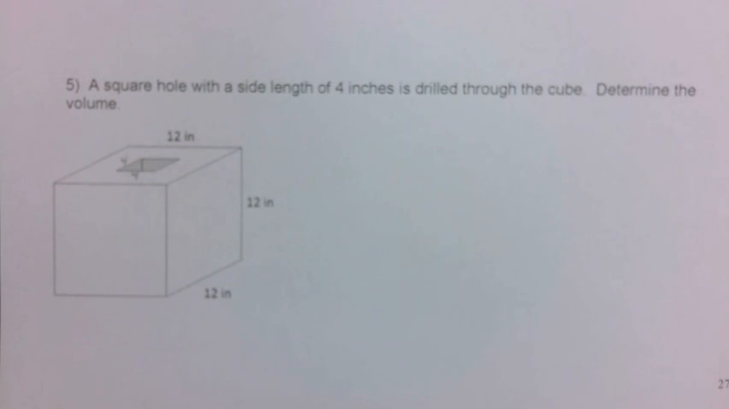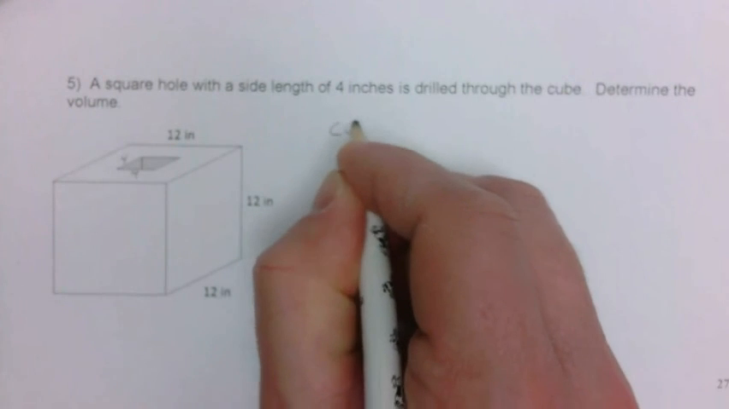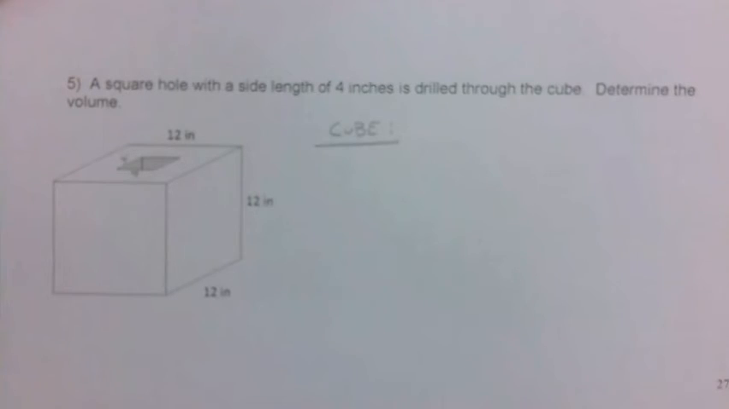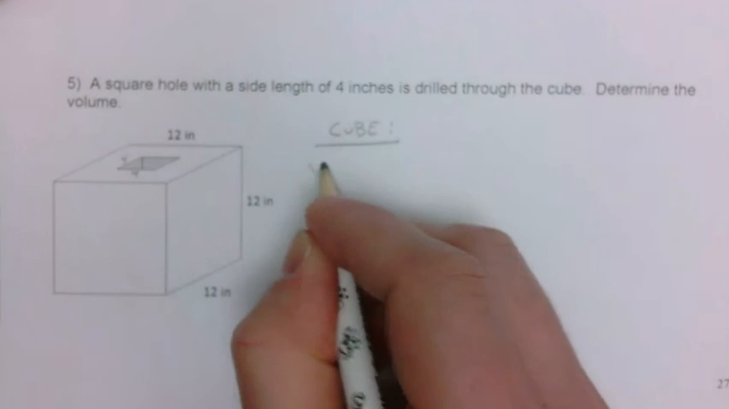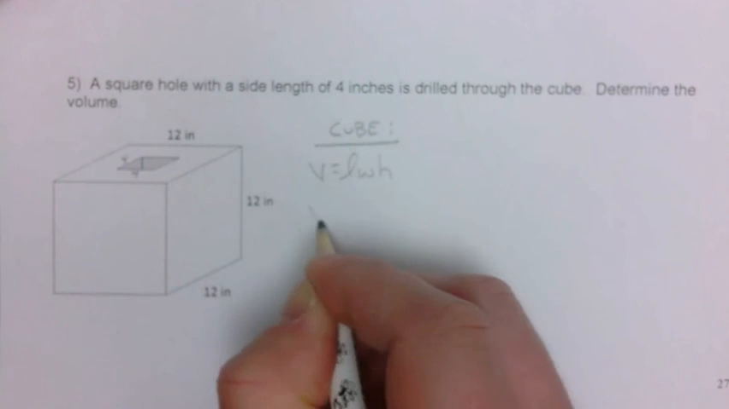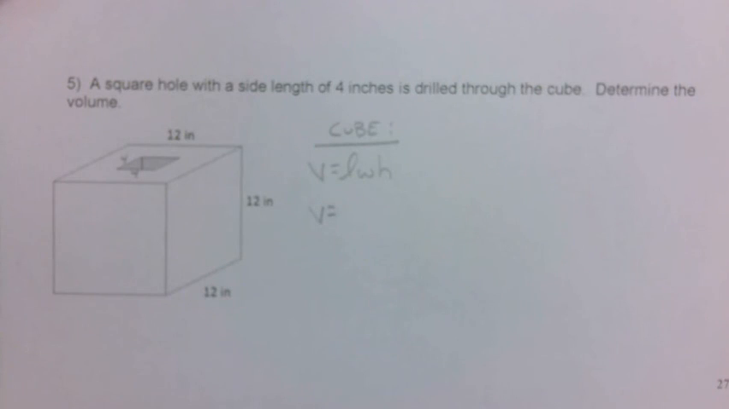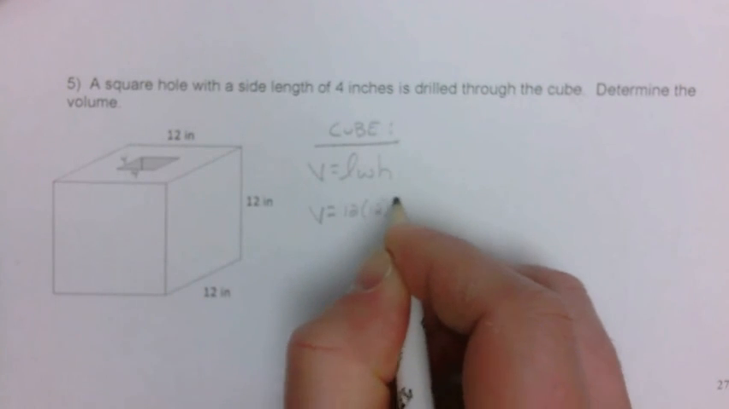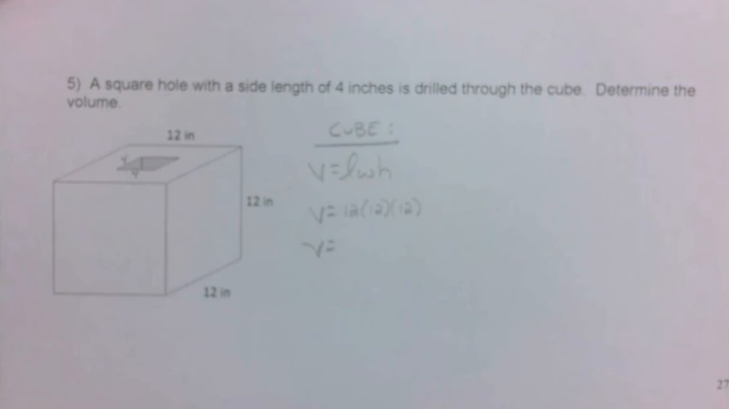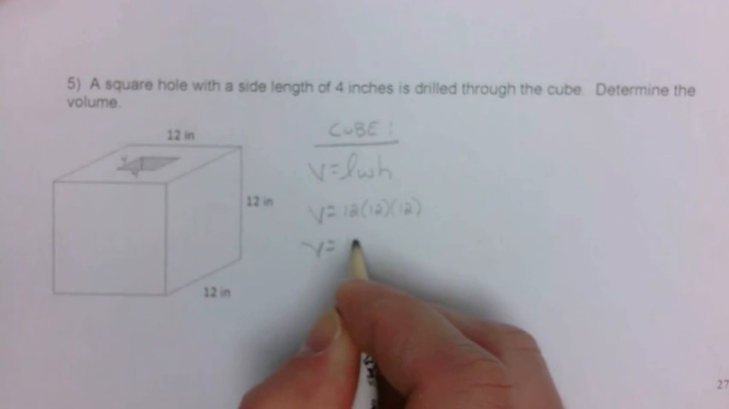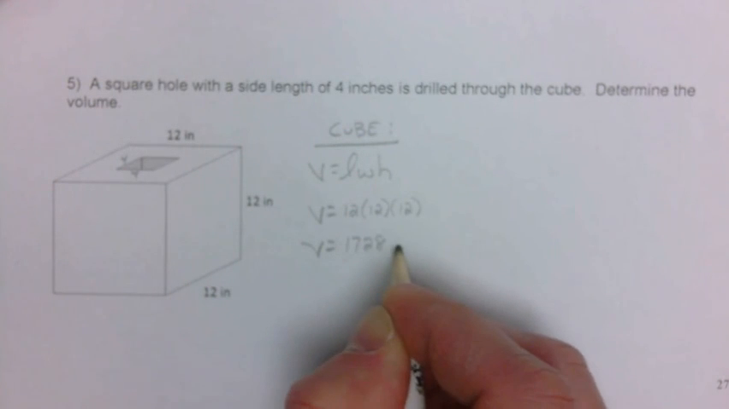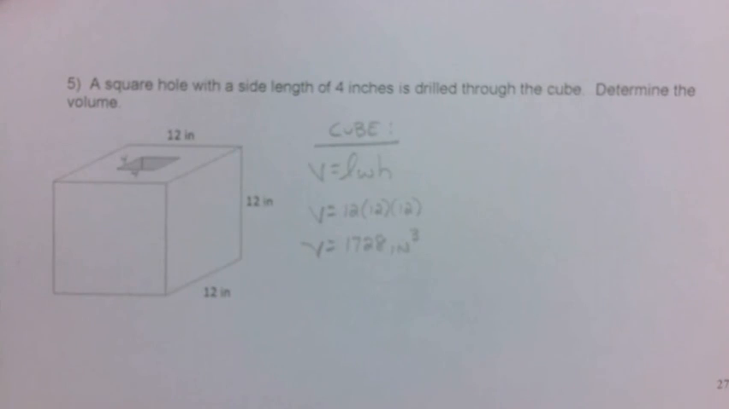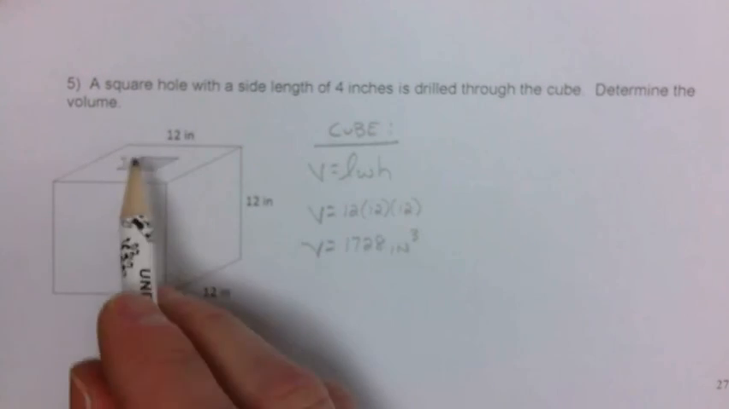We're going to try to figure out what the volume of the cube is after the hole has been cut out. So let's imagine that it was a whole cube to start. In order to find the volume of a cube, volume equals length times width times height. And in this case, all of them are 12 inches. So it's going to be 12 times 12 times 12. Okay, so we just have to multiply 12 by 12 by 12. And that's going to give us 1,728 inches cubed. So that would be the volume of the cube if there wasn't a hole in it.